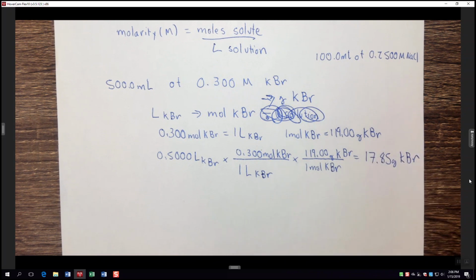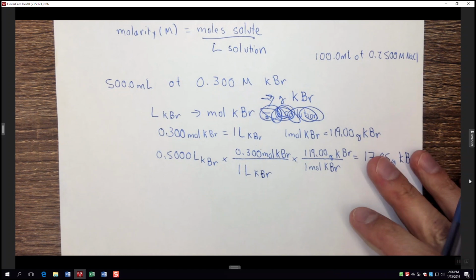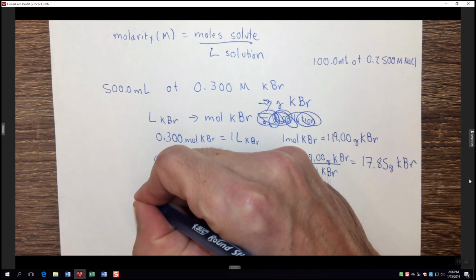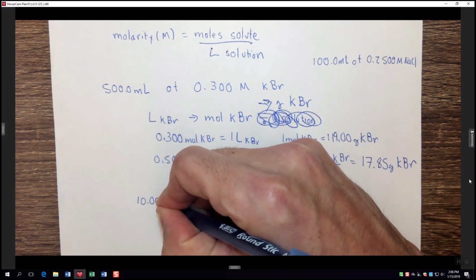Times. Now I want to convert it to grams. Well, I want moles to cancel out, so I put moles on the bottom. I put 1 mole of KBr on the bottom and 119.00 grams of KBr on the top.